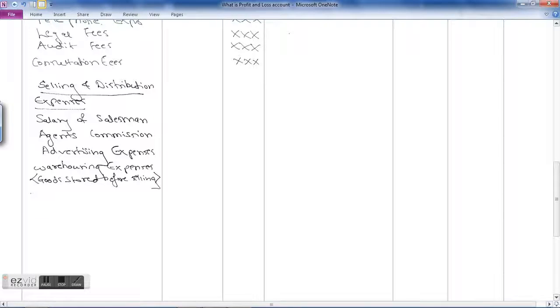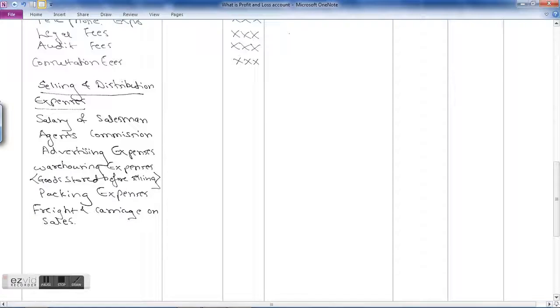So these are the expenses which are incurred before selling of the goods. Goods have been already taken out of your factory premises. Then there may be some packing expenses, some special packing which is done for selling and distribution of the goods. Then there may be freight and carriage expenses on sales.